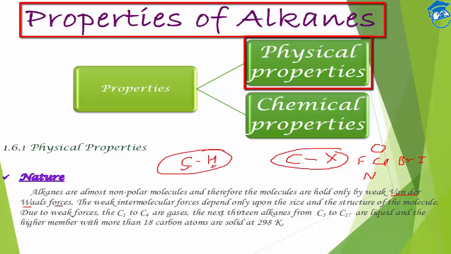electronegativity difference of carbon and hydrogen is very less, and generally when carbon is attached to any other heteroatom like oxygen, fluorine, chlorine, bromine, iodine and nitrogen, then there is significant charge separation and the molecule becomes polar. Okay, so let's come back to alkane.